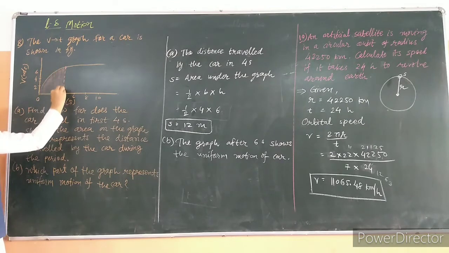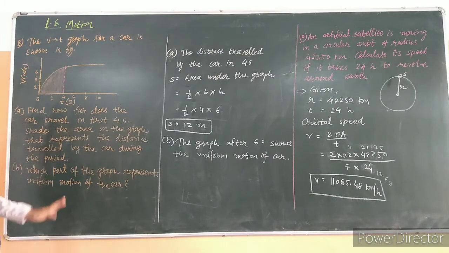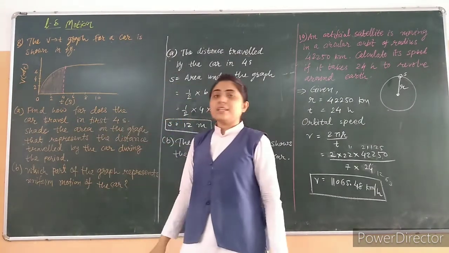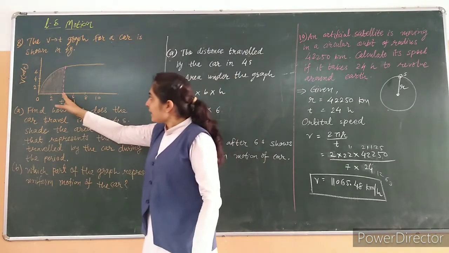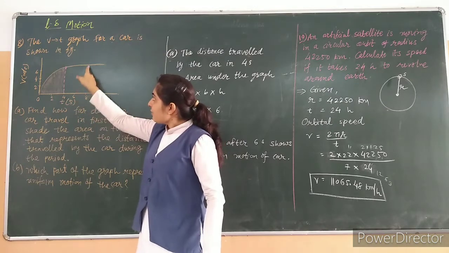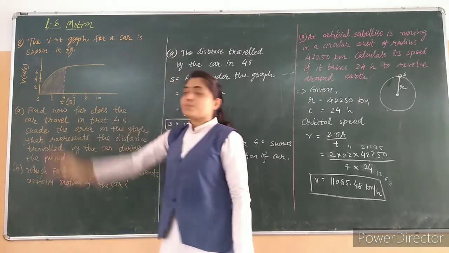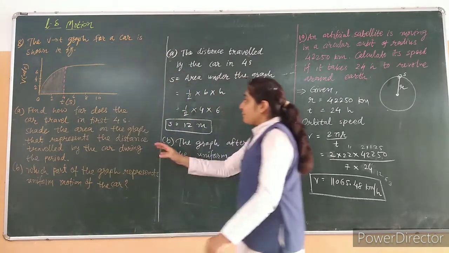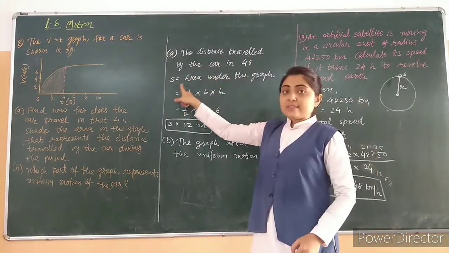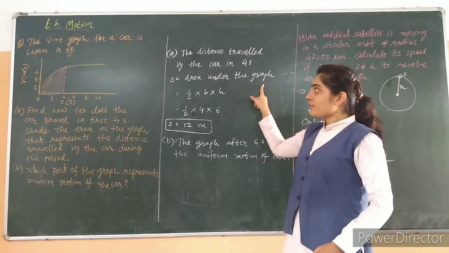So we need to find the area of this region. That area will give the distance traveled by the object in 4 seconds. If it is 6 seconds, we again need to find the area of this much. For 8 seconds, we need to find the area of this much region. So first, the distance traveled by the car in 4 seconds, S, is equal to the area under the graph.